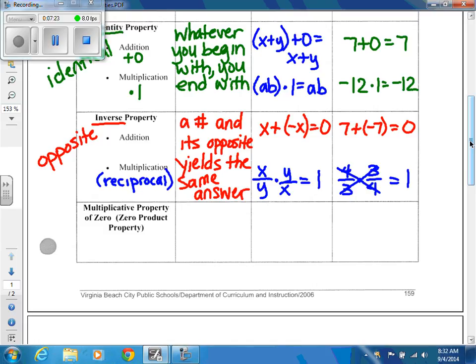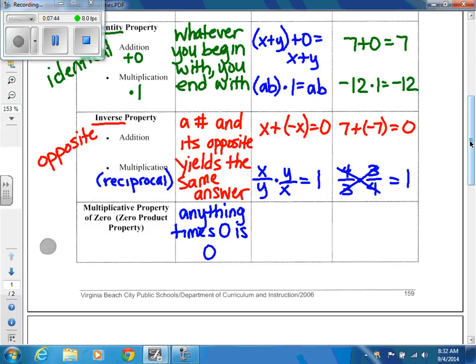The next property on the front side of your sheet is the multiplicative property of 0, or just what you guys probably know plainly as the 0 property. Okay? And you've probably known this one since about kindergarten or first grade as well. And it's as simple as this. Anything times 0 is 0. Doesn't matter what it is.